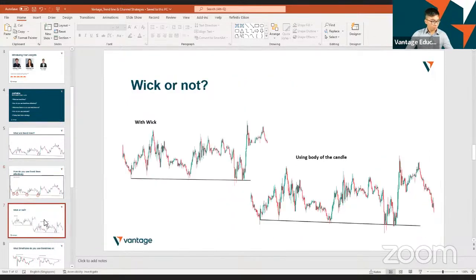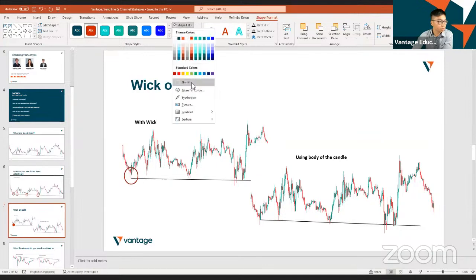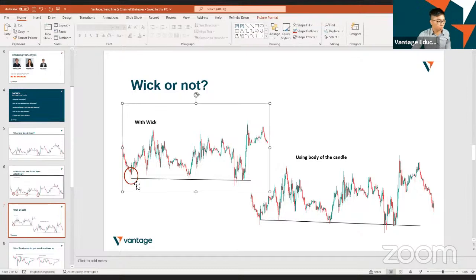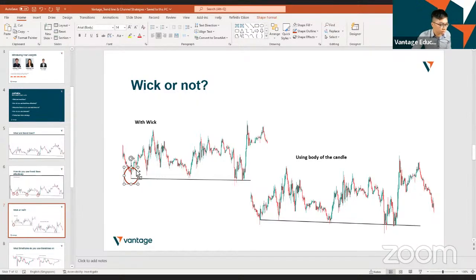So, many people like to ask, should we use a trend line with wick or no wick? With a wick, we are drawing it like this. So, if this is no wick, wait, I have to show you guys there's 3 touches. Three touches. This we are drawing by the wick. So when using the body of the candle, we have more touches.